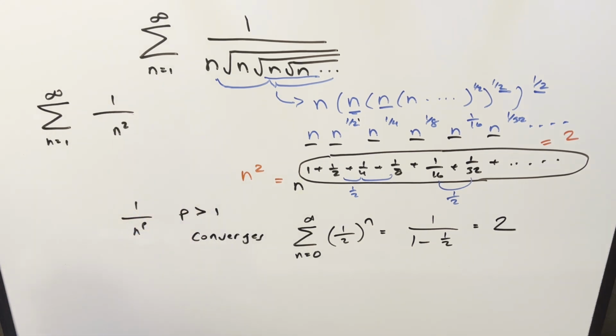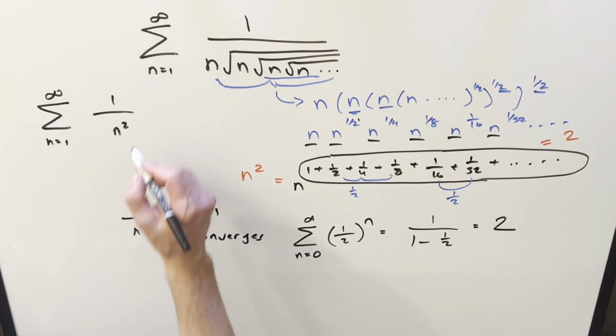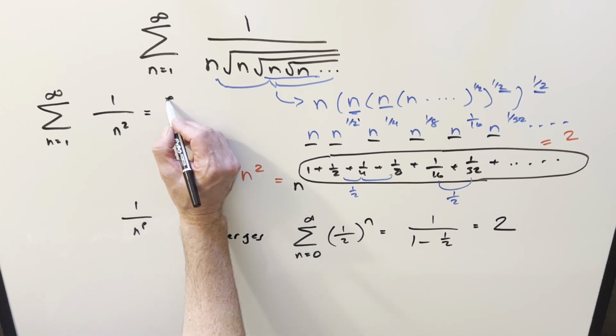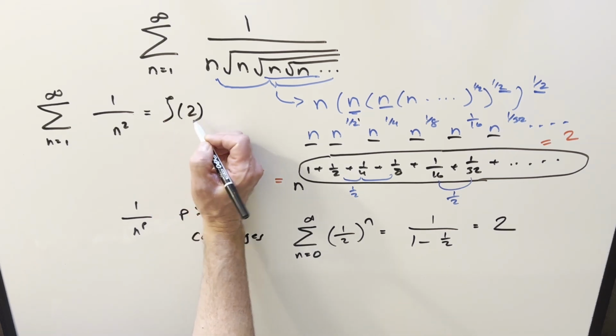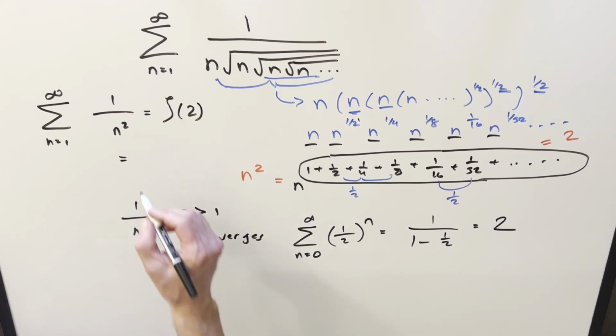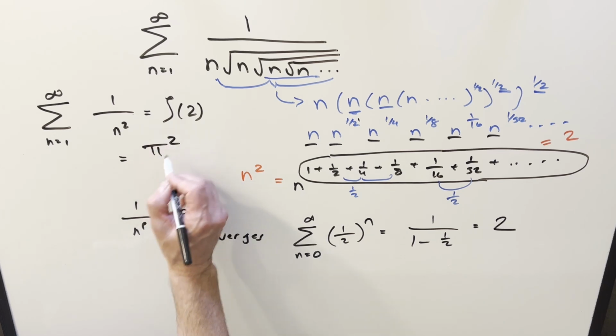Well, I won't work out the details right now, but this is a really well-known value. For one thing, this is the same thing as the Riemann zeta function at 2, but it's also the Basel problem, and we've got a well-known value for this, just pi squared over 6.